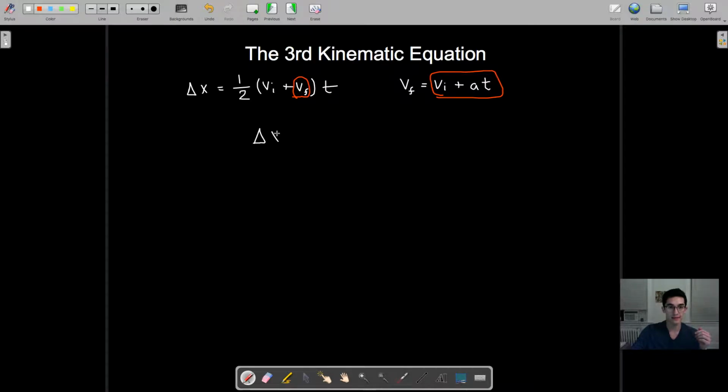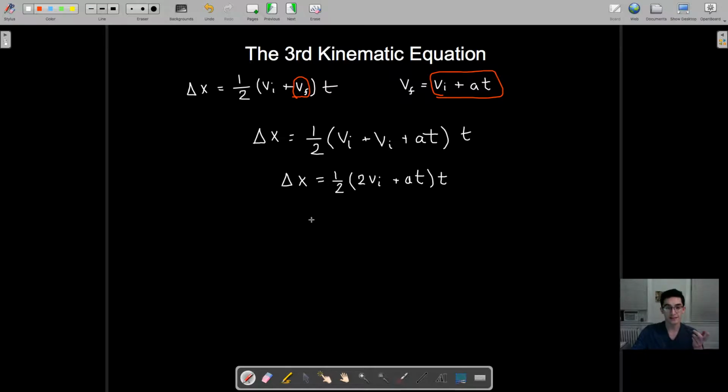We're going to get delta x, displacement, is equal to 1/2 times, in parentheses, v initial plus what this part here in red. So we're going to have another v initial from that plus acceleration times time. Okay? All that times time. Let's clean up inside the parentheses a little bit because we have a couple like terms that we can combine here. So we're going to get 2v initial inside the parentheses plus acceleration times time.